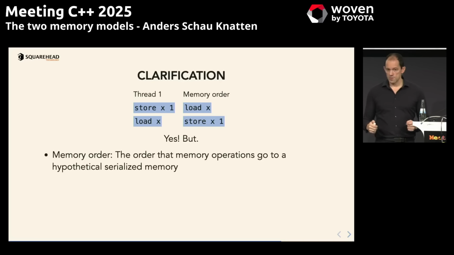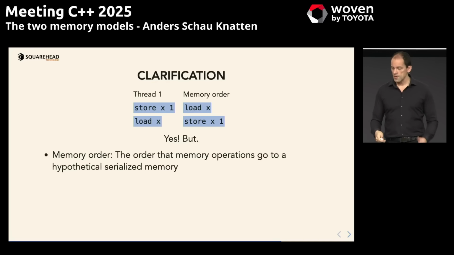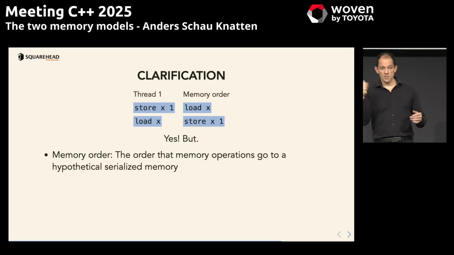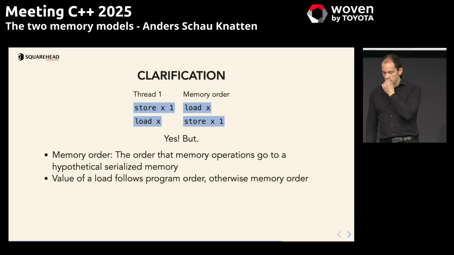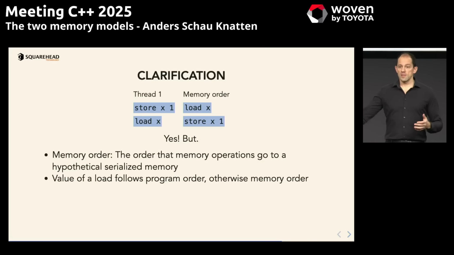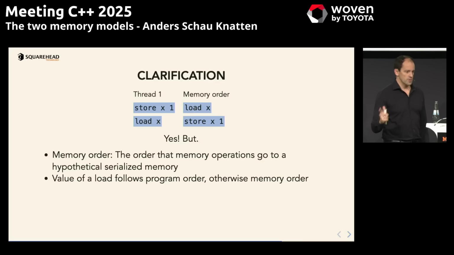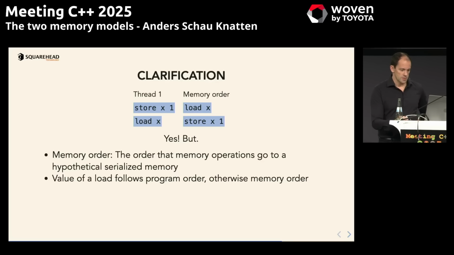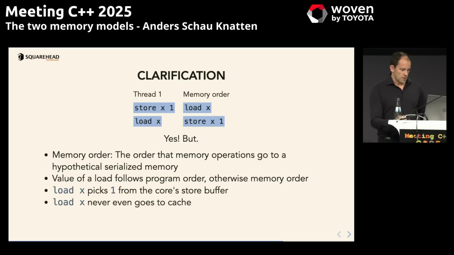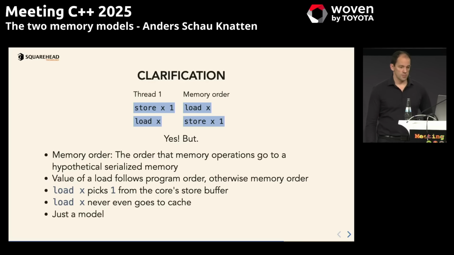So you can do that, but the value of the load on that particular core will be the correct one, because the memory order is the order that the memory operations go to this hypothetically serialized switch to memory. But the value of a load follows the program order first and then the memory order. So even if we do this, by the time we do the load, it has to follow the program order for the actual value. So it's going to pick up the value from the store buffer if it hasn't been flushed out yet. And this is just theoretical. It probably never even goes to the cache in reality. I think that's a bit confusing, but that's how it is. So it's just a model. That's the point.